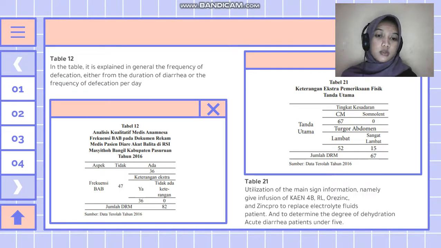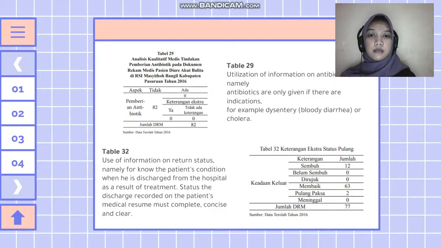Table 21. Utilization of the meaning sign information, namely giving inclusion of KAEN for D, RL, or Z, and it is improved to replace electrolysis. Table 29. Utilization of information on antibiotics, namely antibiotics are only given if there are indications, for example dysentery, bloody diarrhea, or cholera.